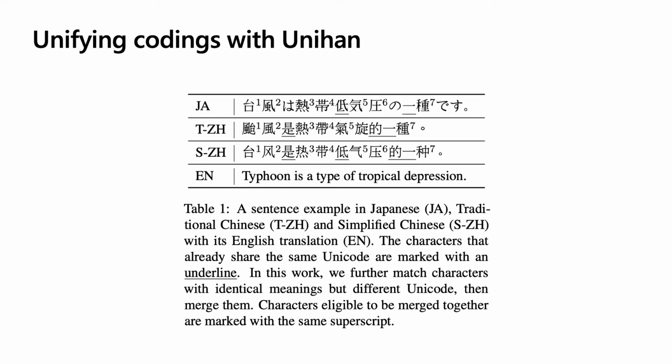Here is a sentence example in Japanese, traditional Chinese, and simplified Chinese. It's the same sentence, but with the Unihan database, we can unify more characters instead of the originally merged characters, which are marked by an underline.